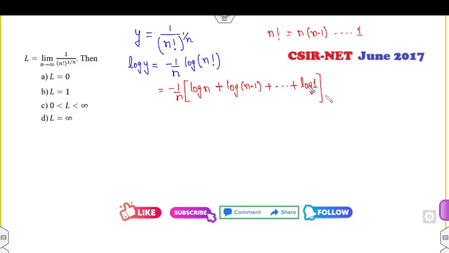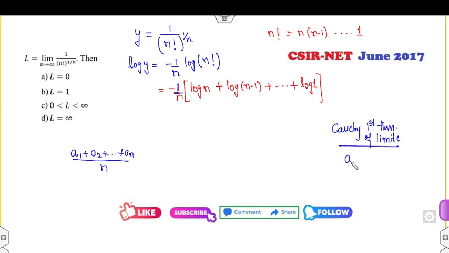Now, what comes to your mind when you have 1 over n and the sum of the series, like a1 plus a2 plus up to an? That's the Cauchy first theorem of the limit. What it suggests is that if an converges to L, then the summation of the an over n also converges to the same L.